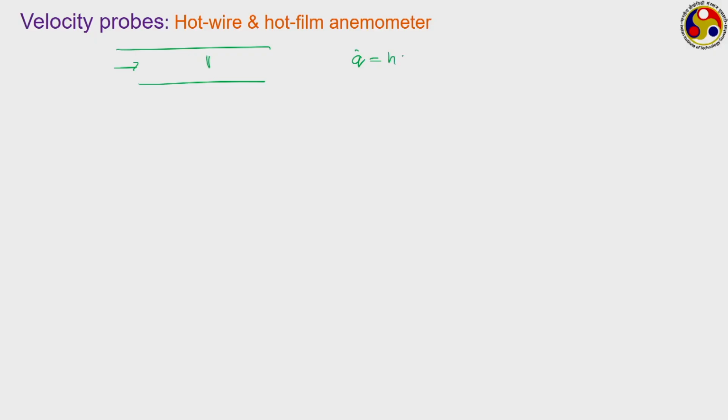Now, what is the mode of heat transfer here? It has to be convection, and for convection we know that the rate of heat transfer Q dot, or I should say heat flux, is equal to the heat transfer coefficient times the temperature difference, and this heat transfer coefficient is a function of the velocity. So, from there we can get a measure of this fluid velocity.